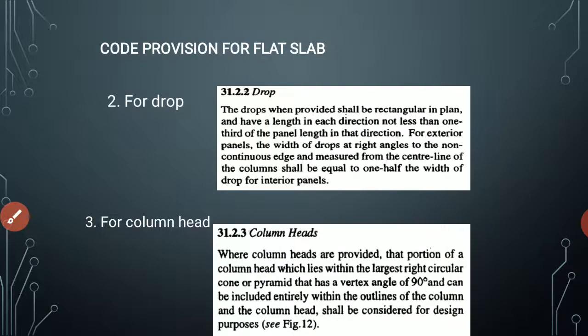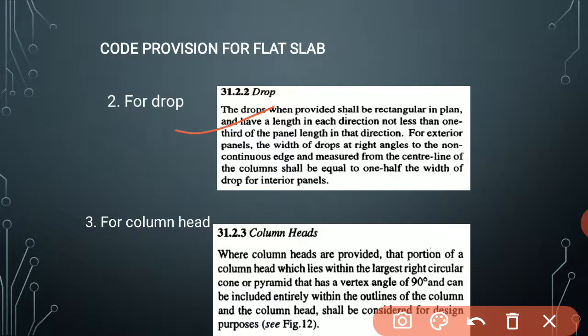Then there is a separate thickness criteria clause for a drop panel and for a column head. Okay, so the drop should be rectangular in plan and have a length in each direction not less than 1/3 of the panel length in that direction. Okay, so for exterior panels, the width of the drops at right angles to the non-continuous edge, measured from the center line of the column, shall be equal to 1/2 the width of the drop for the interior panels.